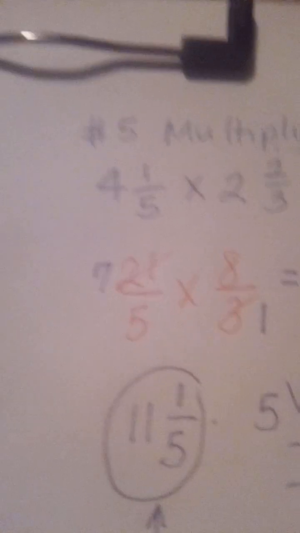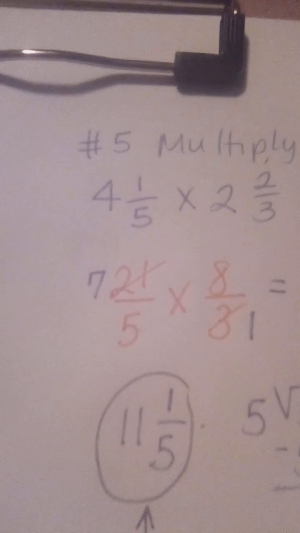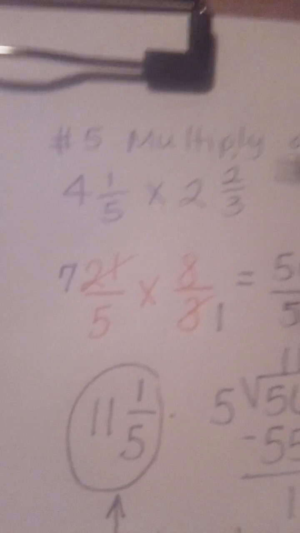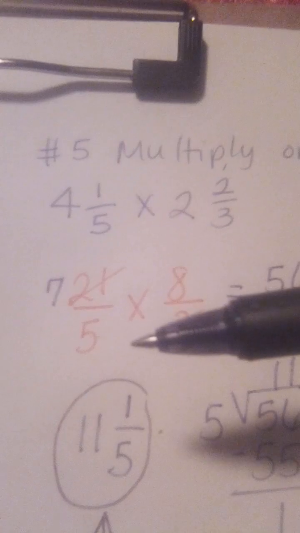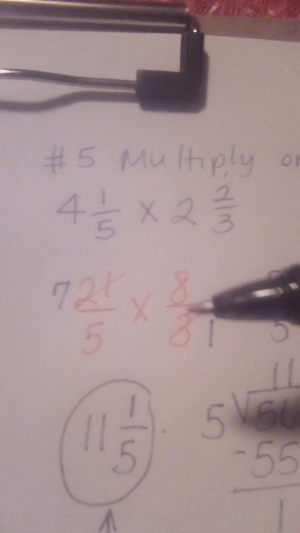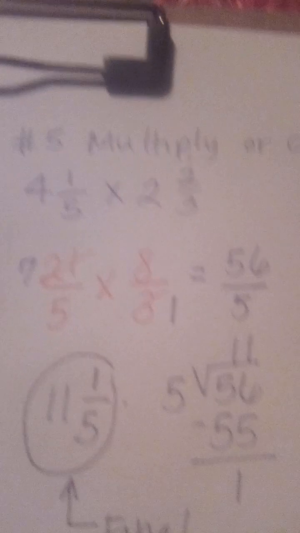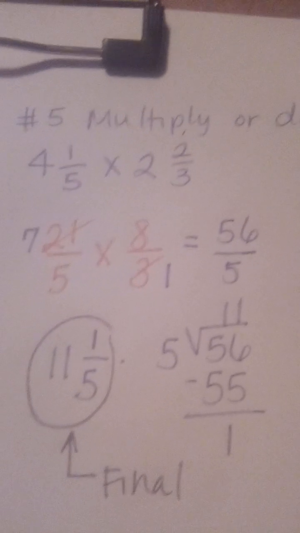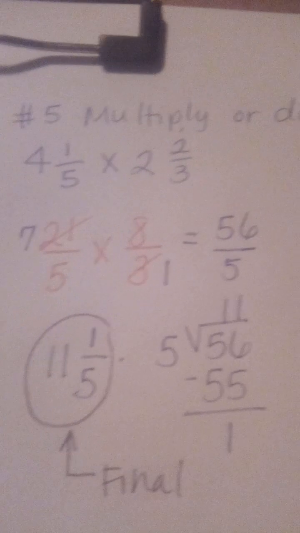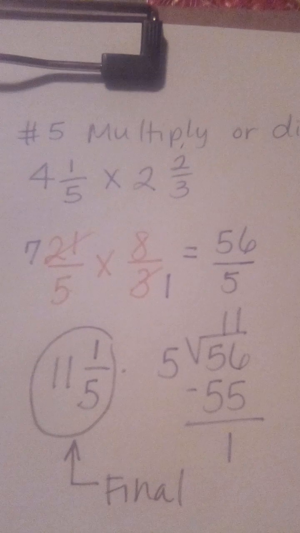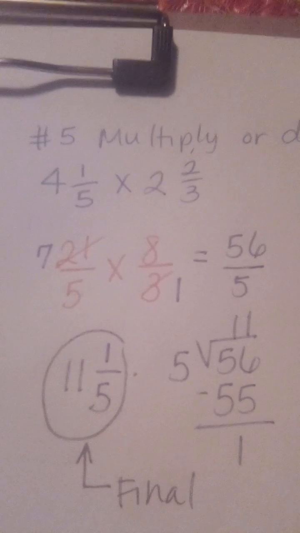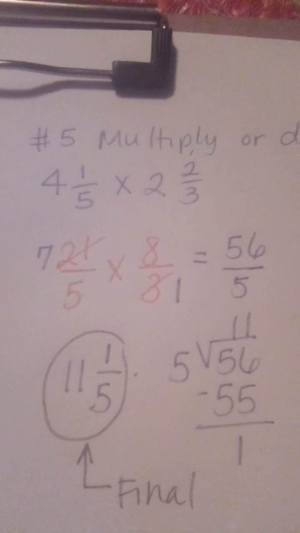See, we just finished the original problem: 4 1/5 times 2 2/3. Convert these into improper fractions. We have 21 over 5 and 8 over 3. Next step is to see if any numbers can be reduced. In this case it's 21 and 3. 7 will replace 21, and 1 replaces the 3.